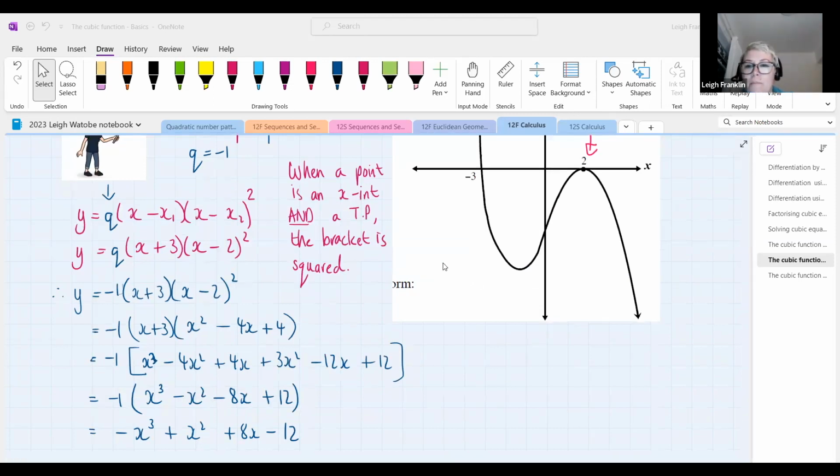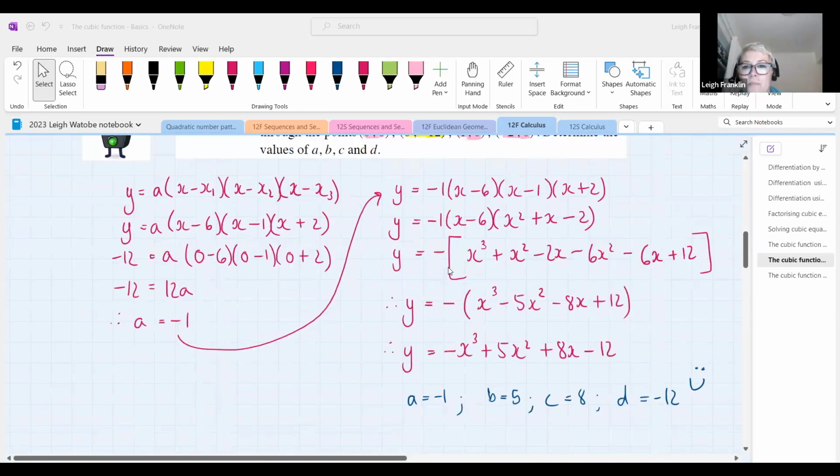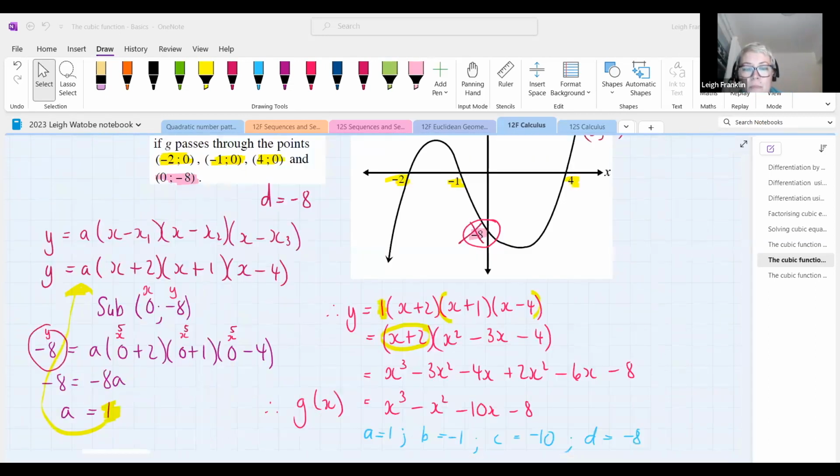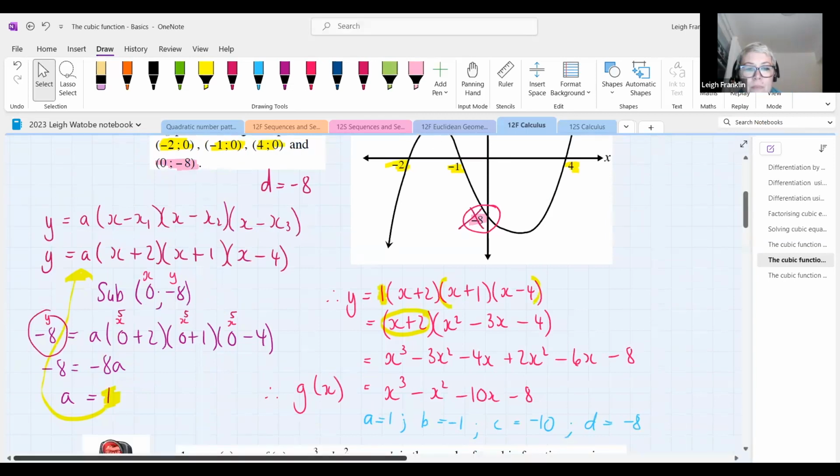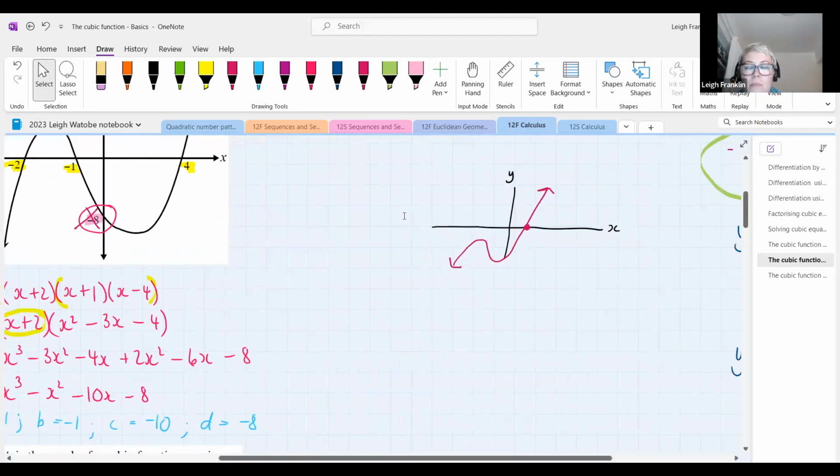Ma'am, with that question, I actually get stuck because there was a point where we had a graph. You could see that there were 3 x-intercepts, but they didn't even give us one. And then they gave us a y-intercept and a turning point.